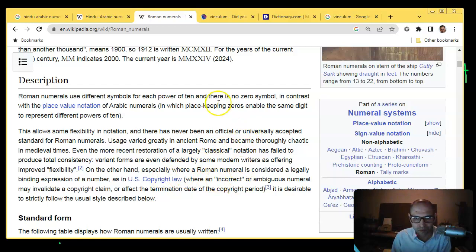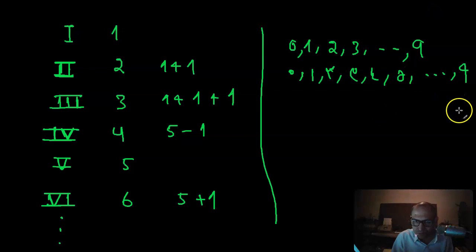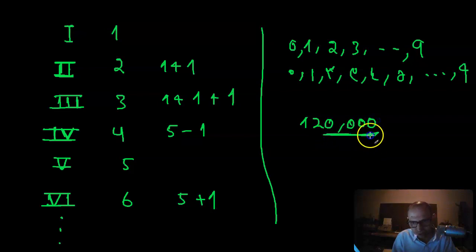About the description. That tells you that the Roman numerals use different symbols for each power of 10, and what's important here is that there is no zero in this system. There is actually a zero, which has a specific name for itself, but that zero is not used as a placeholder. For example, in the case of positional systems, when you want to write 120,000, then these four zeros are used as placeholders. And of course, this is the decimal system, which means that the system is a positional system. Because you have to fill these positions.